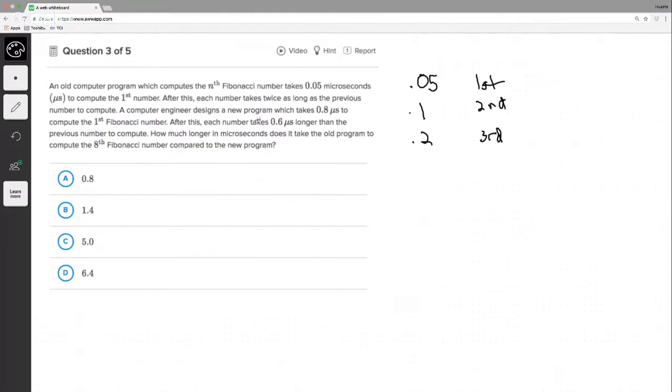A computer engineer designs a new program which takes just 0.8 microseconds to compute the first. And after this, each number takes 0.6 microseconds longer than the previous number to compute. So the next one is 1.4, the next one is 2. You see by the third, they kind of intersect. How much longer in microseconds does it take the old program to compute the 8th Fibonacci number compared to the new program?